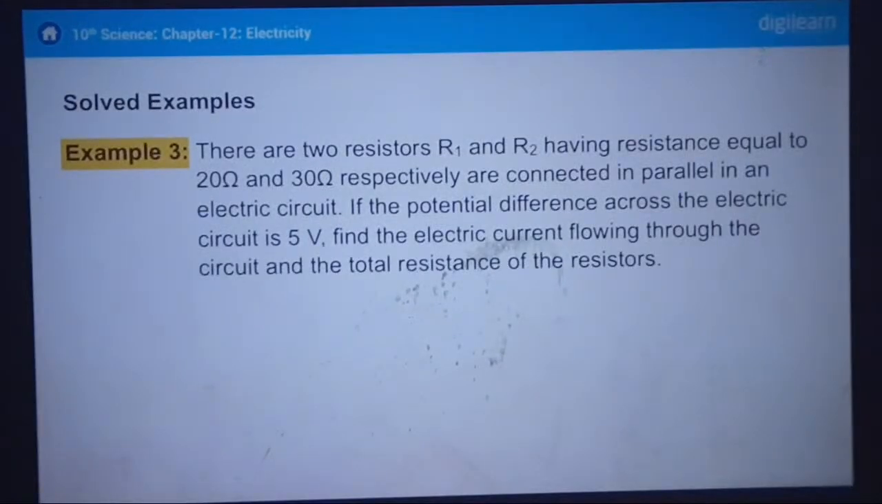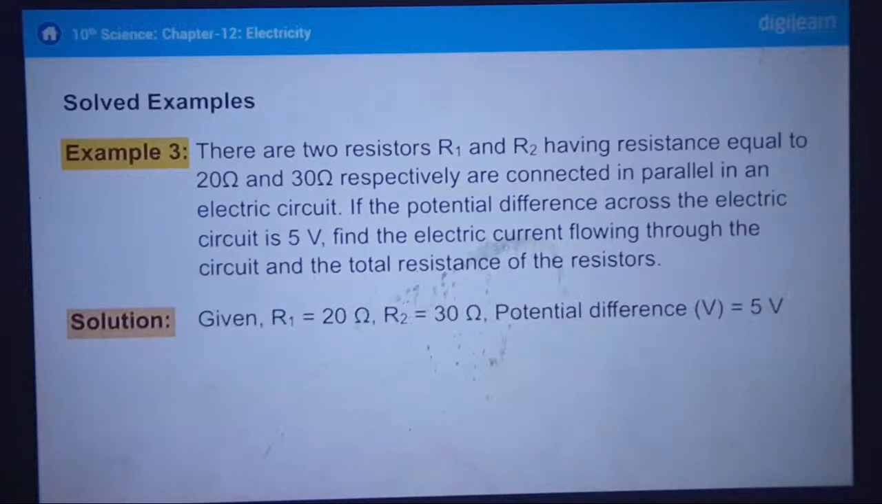Example 3. There are 2 resistors R1 and R2 having resistance equal to 20 ohms and 30 ohms respectively connected in parallel in an electric circuit. If the potential difference across the electric circuit is 5 volts, find the electric current flowing through the circuit and the total resistance of the resistors.